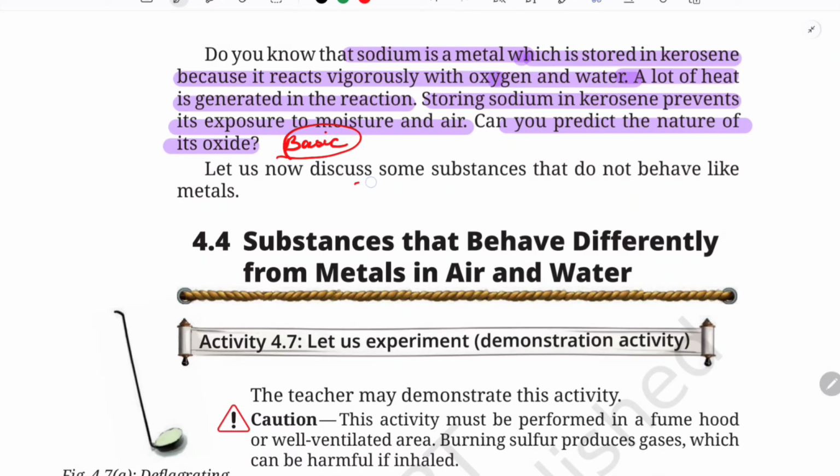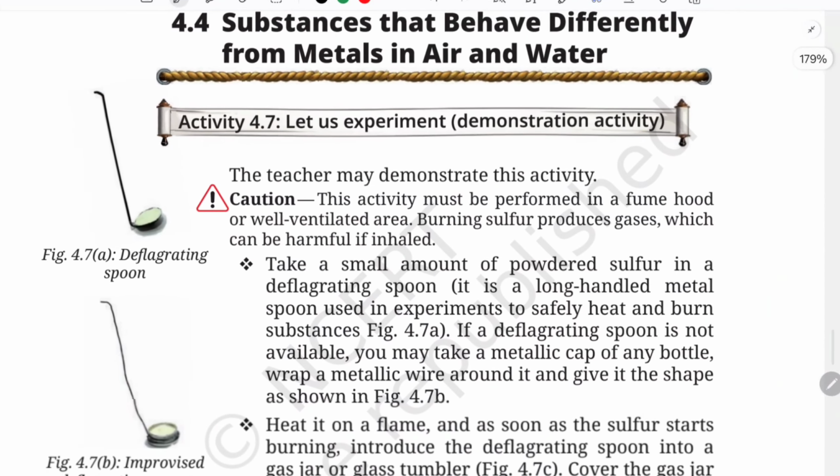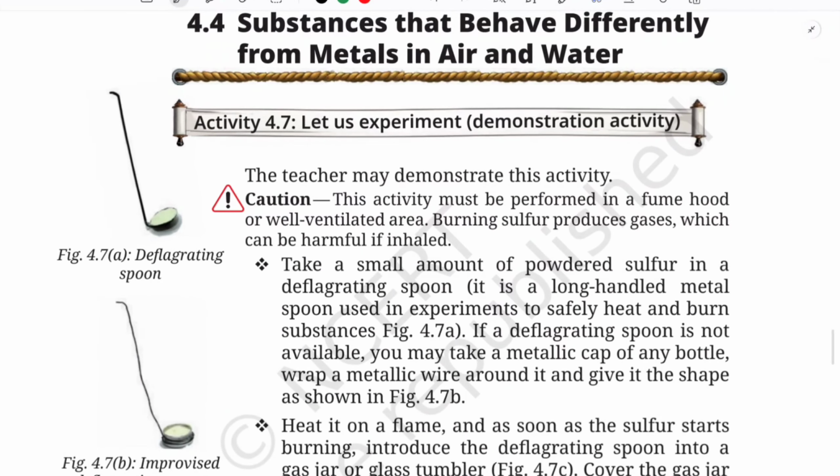Okay, so let us now discuss some substances that do not behave like metals. So now further we are going to do one more experiment. There we will learn that there are some elements which don't behave like metals in air and water. I hope this is clear. So now let us see the experiment, a demonstration activity. So the teacher may demonstrate this activity.